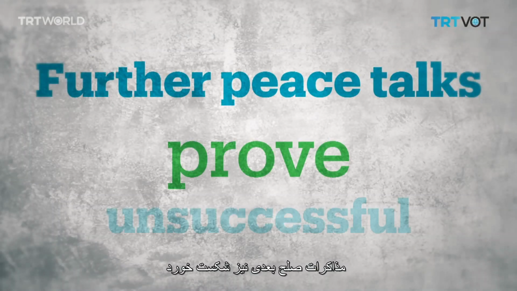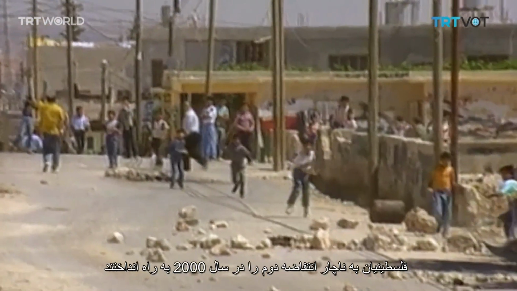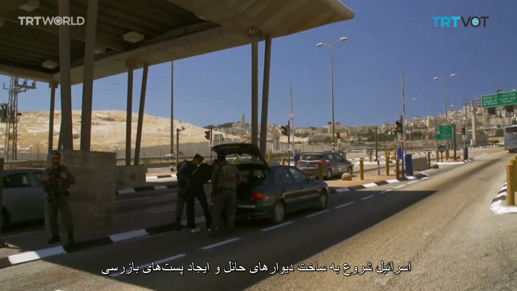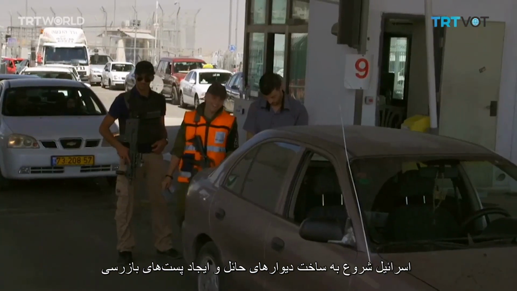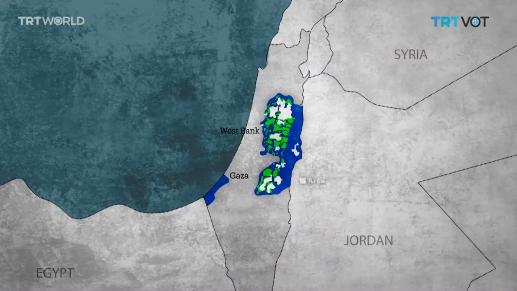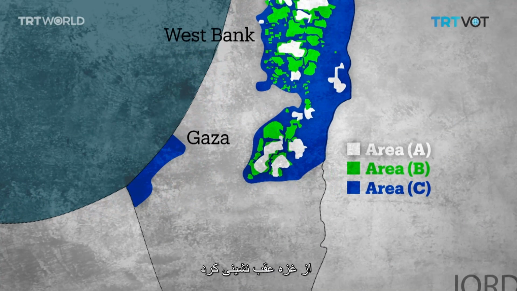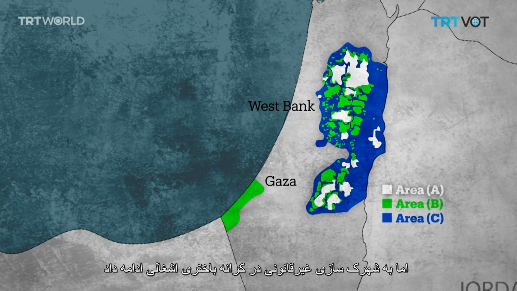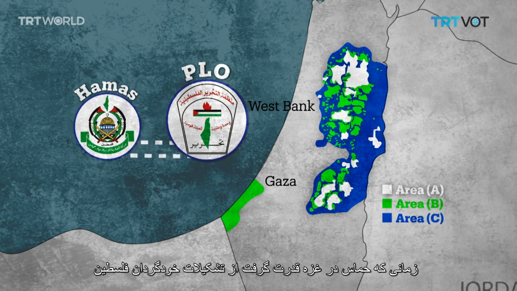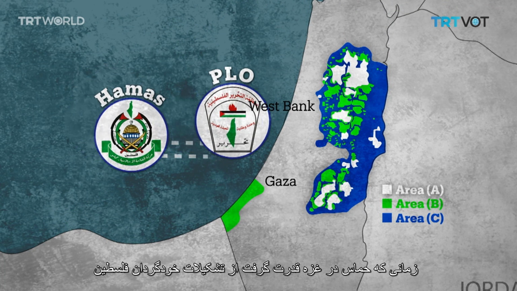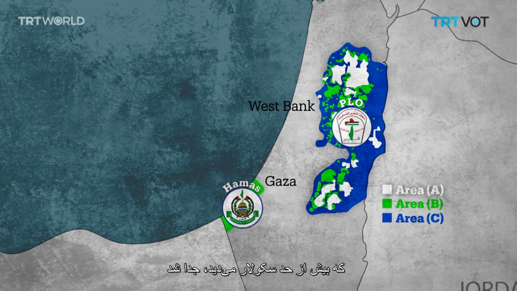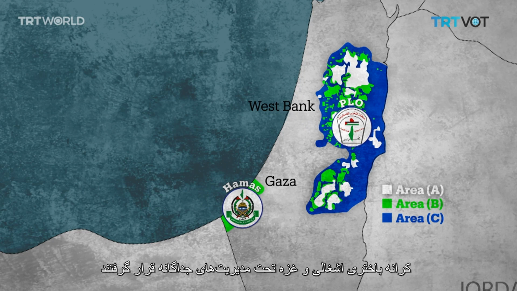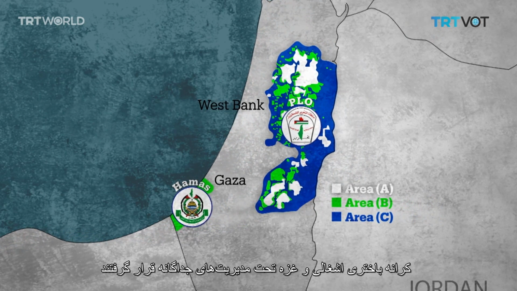Further peace talks prove unsuccessful. Palestinians lose hope, resulting in the Second Intifada in 2000. And Israel begins constructing separation walls and building checkpoints to control and limit Palestinian movement. It's 2005, Israel withdraws from Gaza but continues to build illegal settlements in the occupied West Bank. Hamas gains power in Gaza and splits from the Palestinian Authority, seeing it as being too secular. The occupied West Bank and Gaza are now under separate leadership.